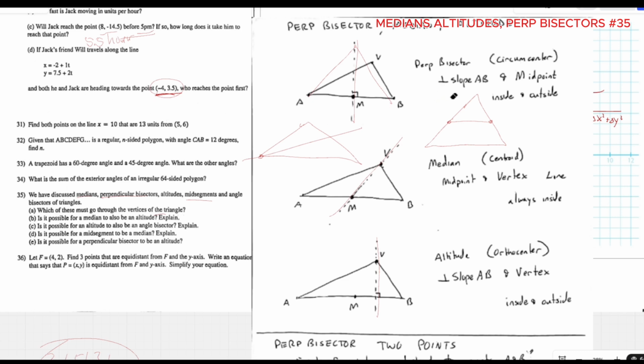Is it possible for a median to also be an altitude? So here's a median and here's an altitude. And if the triangle is just the right shape, yes, it is possible.